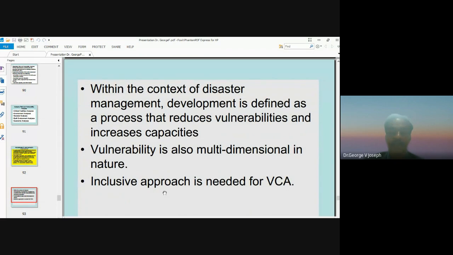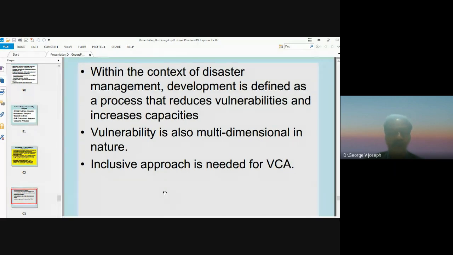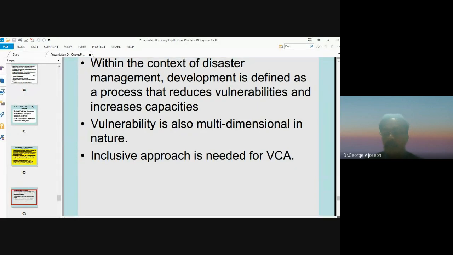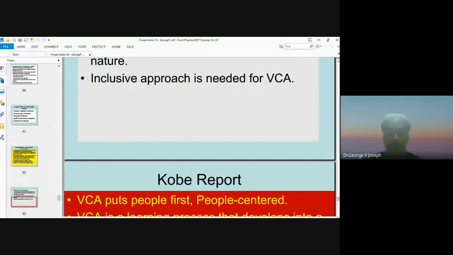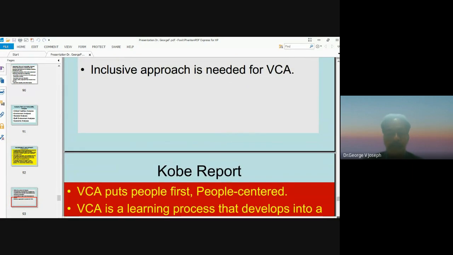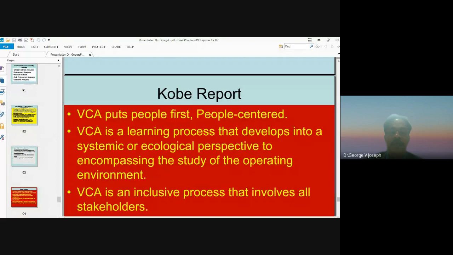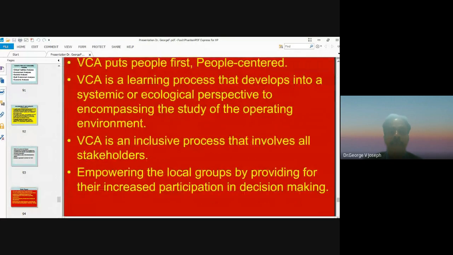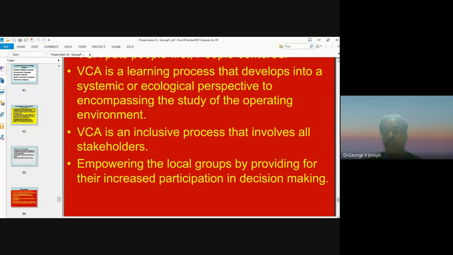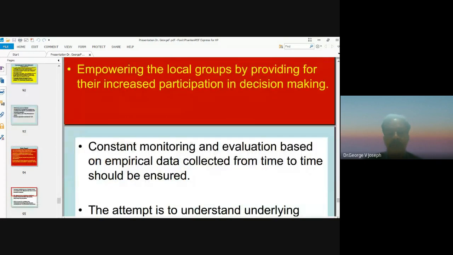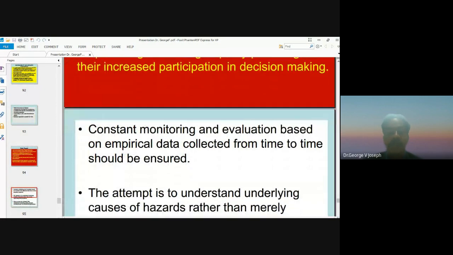Vulnerability is multidimensional, and an inclusive approach is needed for this. So vulnerability analysis requires an inclusive, multidisciplinary approach. People should be at the center of this vulnerability analysis, and there should be a proper system for that, and it should be inclusive. It should include all the stakeholders, and empowering the local community by providing for their increased participation in decision making will reduce the vulnerability. And it needs to be constantly monitored and evaluated.